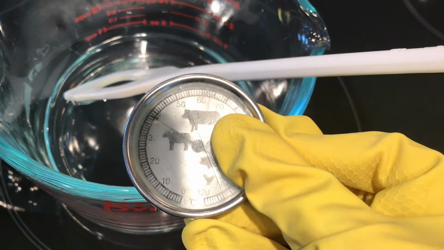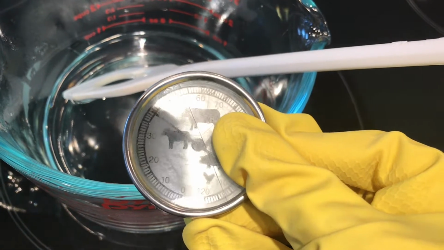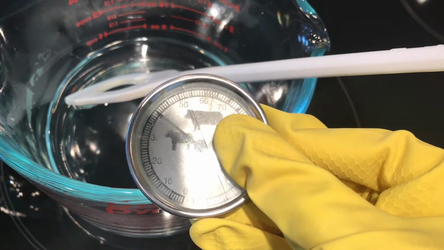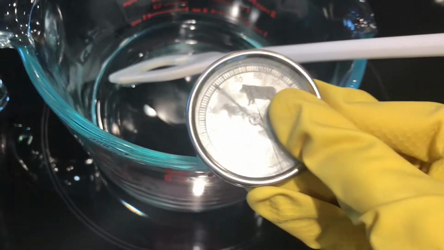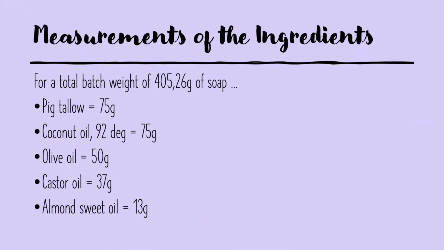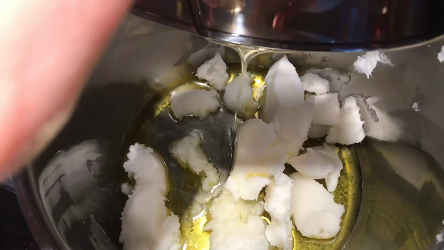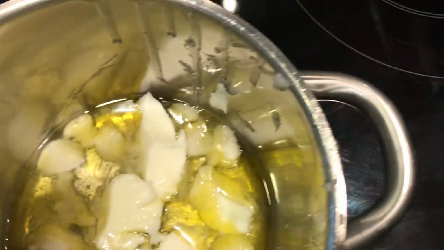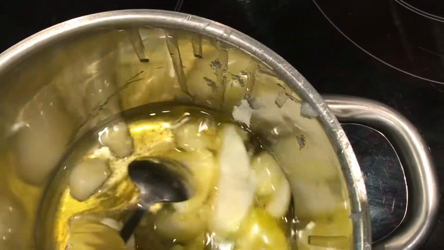So we're going to just leave it on the side so we can start melting our oils and fats and then mix it together. As I said before, we're now going to start melting our fats and oils. Here we can see again how much we need of each fat and oil. So now we're going to start melting our fats and oils. We need to heat it up at medium heat, as we can see here.